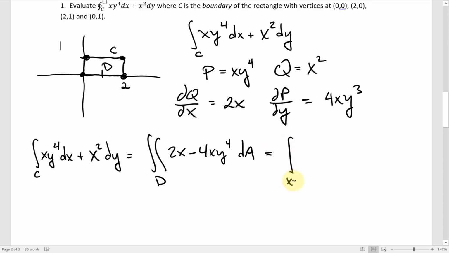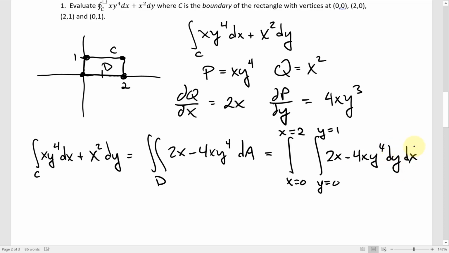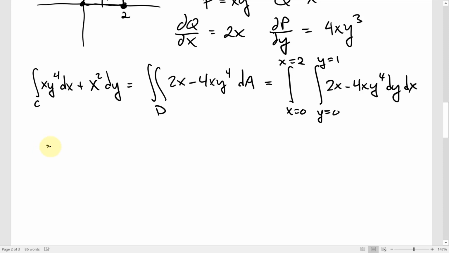So let's go from x equals 0 to x equals 2 on the x-axis, and then from y equals 0 to y equals 1. So we'll have this integrand 2x minus 4xy to the fourth. I've got y on the inside, so I do dy, and then I have dx on the outside. So integrating with respect to y first, I'm going to get 2xy minus, integrating this with respect to y.